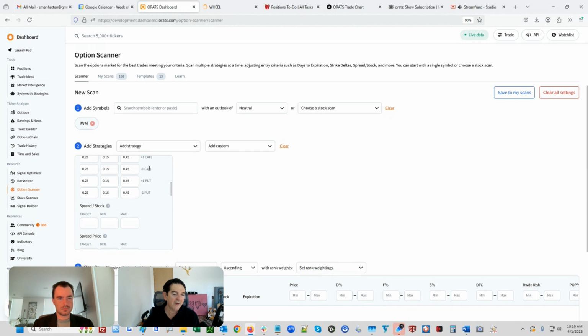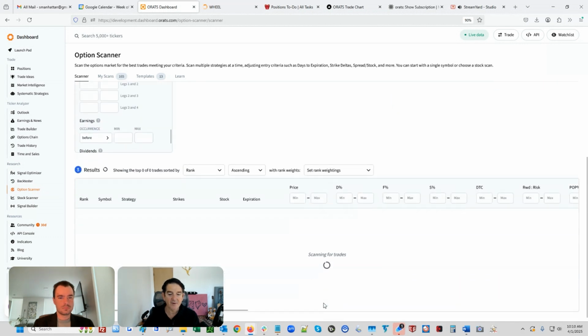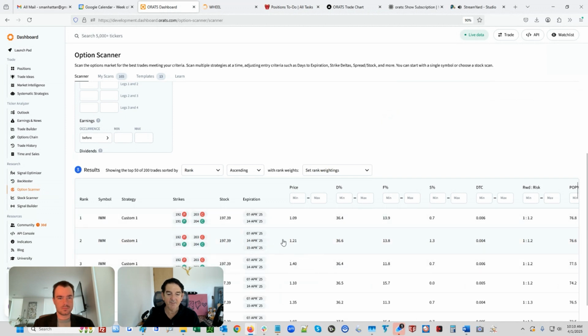So you say leg 2 minus that one is a negative. Sometimes I get confused on these, but let's see if we've got anything. Now we didn't find any, but now we're finding some. Okay, right. So we found some trades.